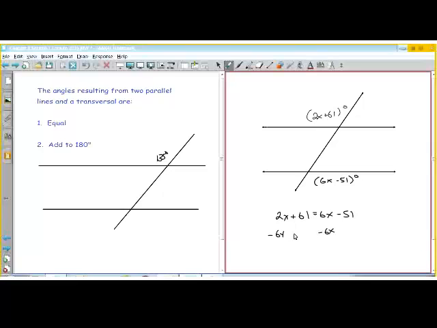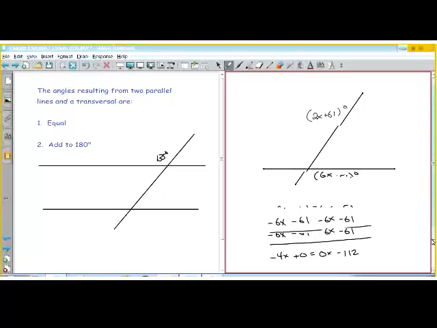So we subtract 6x from both sides, and we subtract 61 from both sides. So 2 minus 6, or 2 plus negative 6 is negative 4. Positive 61 minus 61 is 0. 6x minus 6x, or 6x plus negative 6x is 0x. And negative 51 minus 61 is negative 112.